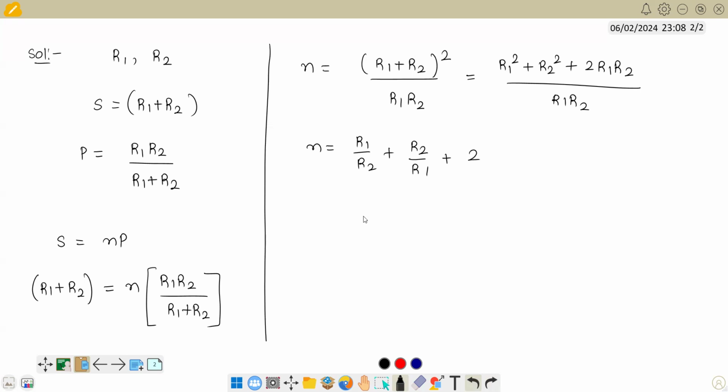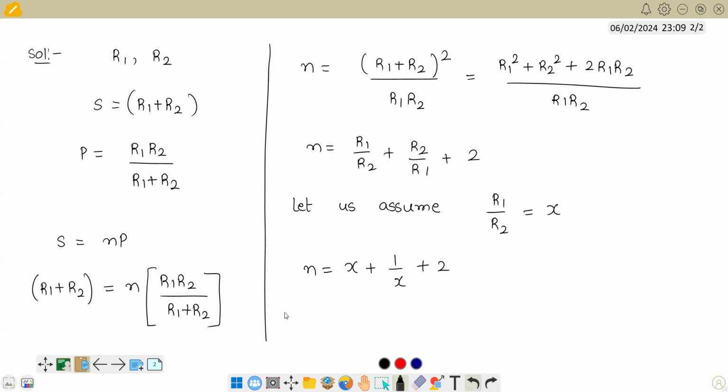To solve this problem, we need an expression for N. But here we got N in terms of both R1 and R2. So let us reduce it to a single term. Let us assume R1 by R2 as some letter X or something like that. So N would become X plus 1 by X plus 2. Now we got an expression.